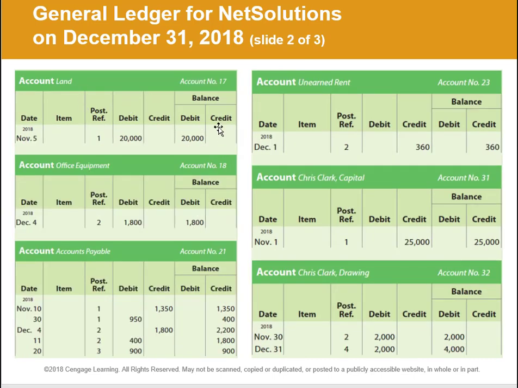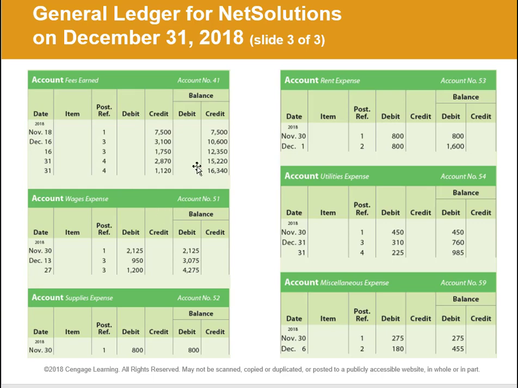We've got $20,000 in land from way back in the beginning. Office equipment that we bought. Here are the transactions in accounts payable, and you can see you've got a lot going in and out here. The thing to remember is that this account has a credit balance, so this is an increase, there's a payment. Here's like a purchase on account, these are payments. Then we've got the one weird account, unearned rent. This is a liability for performance. We owe somebody $360 worth of some value, okay? There's the capital account, his initial contribution, and this is where Chris Clark withdrew money from the business.